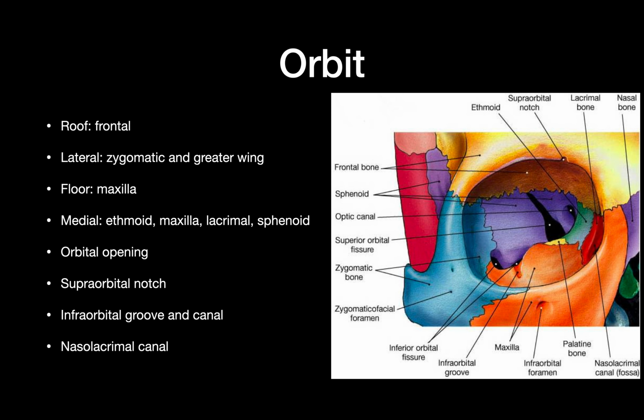So let's go in depth into the orbit. So the orbit is made out of the frontal bone as its roof. Laterally, we have the zygomatic and the greater wing of the sphenoid. The floor is made out of the maxilla. Medially, it is made out of the ethmoid, the maxilla, the lacrimal, and the sphenoid, kind of back there. On top is the supraorbital notch, and then there is the infraorbital groove and canal, and then there's the nasolacrimal canal.